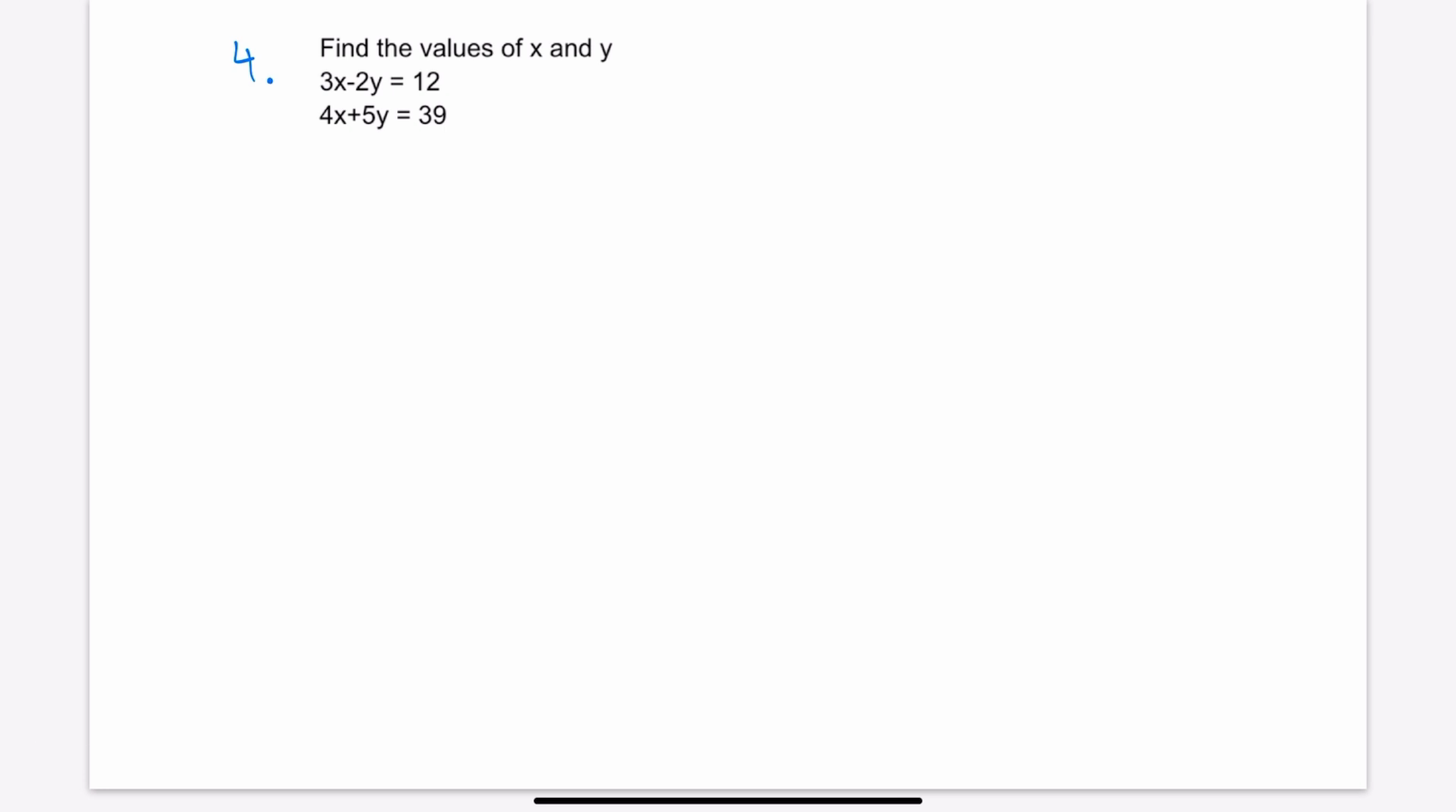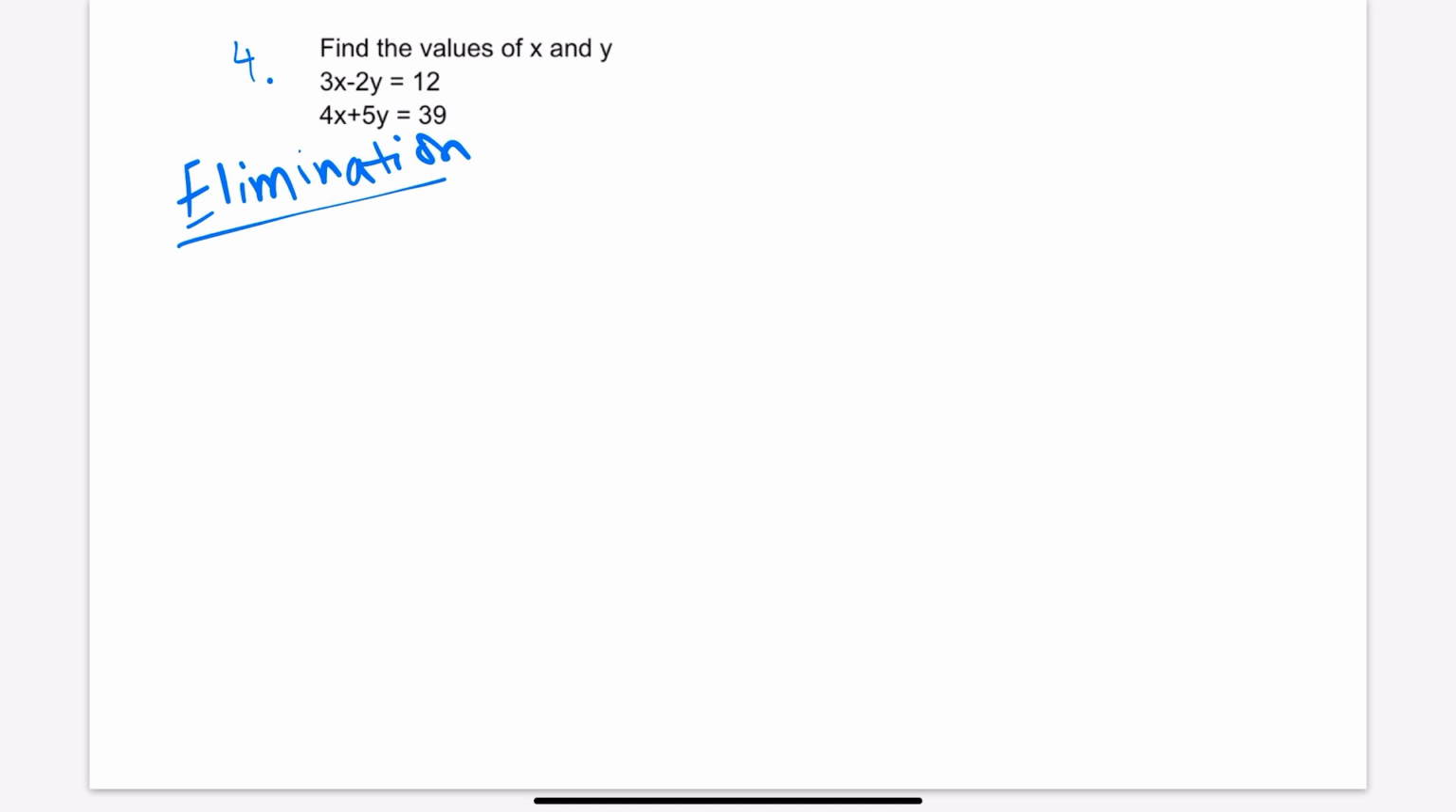Find the values of x and y given that 3x minus 2y is 12, 4x plus 5y is 39. Okay, again, it is not a handy ready case of substitution, so I'm going to use the elimination method here.